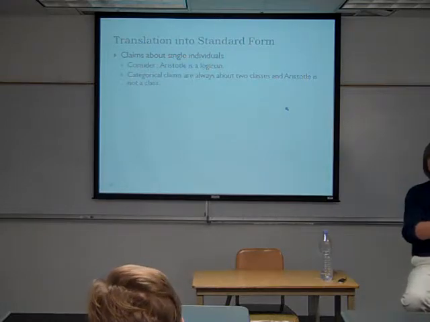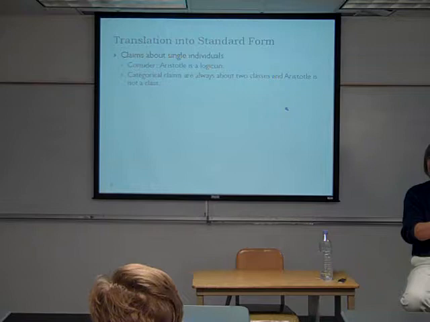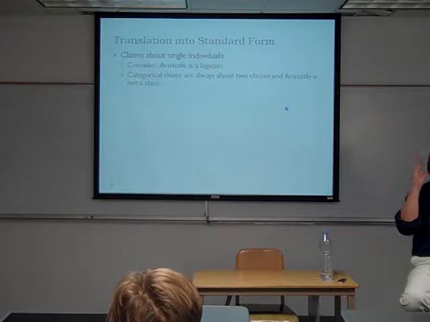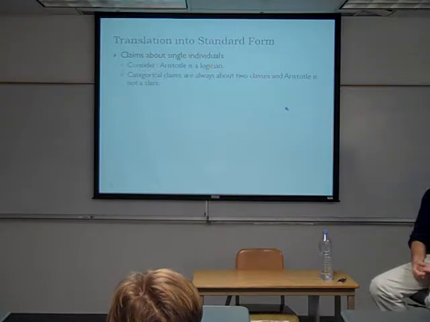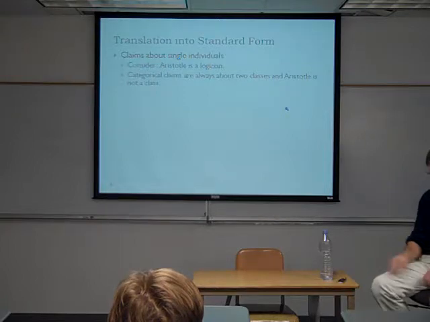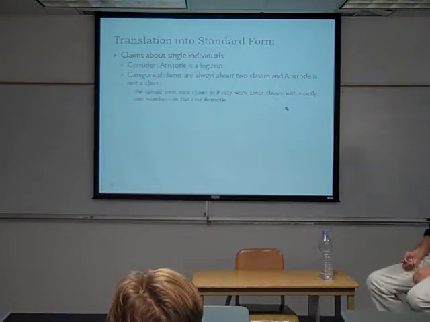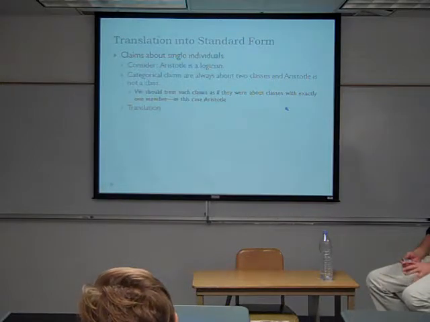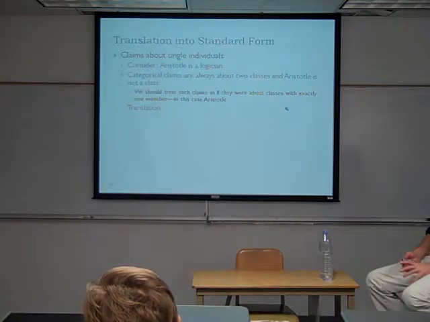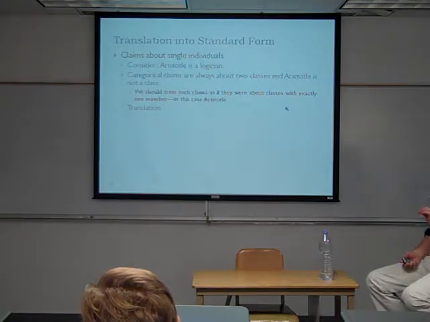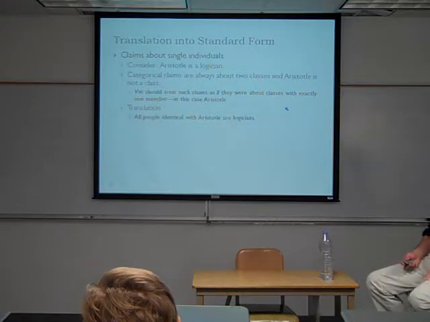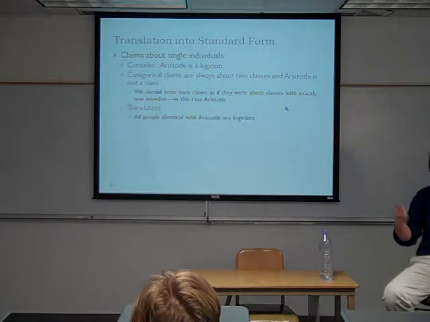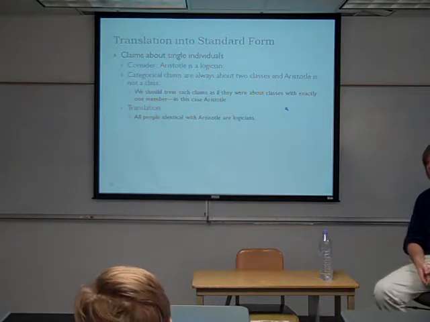You've just seen how we handle times. We created a class or a category. With that in mind, how do you think we would handle the case of single individuals? It's kind of counterintuitive, I suppose, but you actually need to create a class. We should treat such claims as if they were about classes with exactly one member. In this case, Aristotle. So, all people identical with Aristotle. That becomes a category or a class that we can use in standard form.